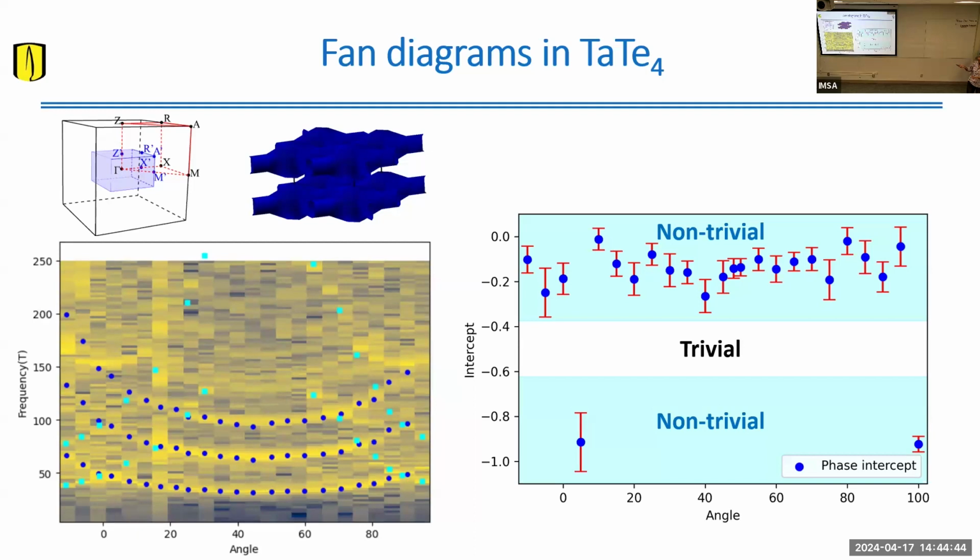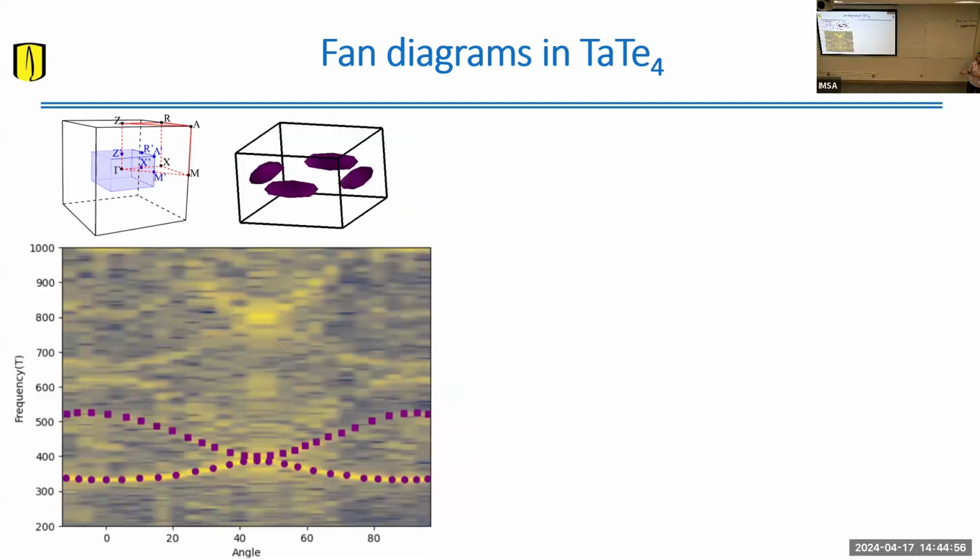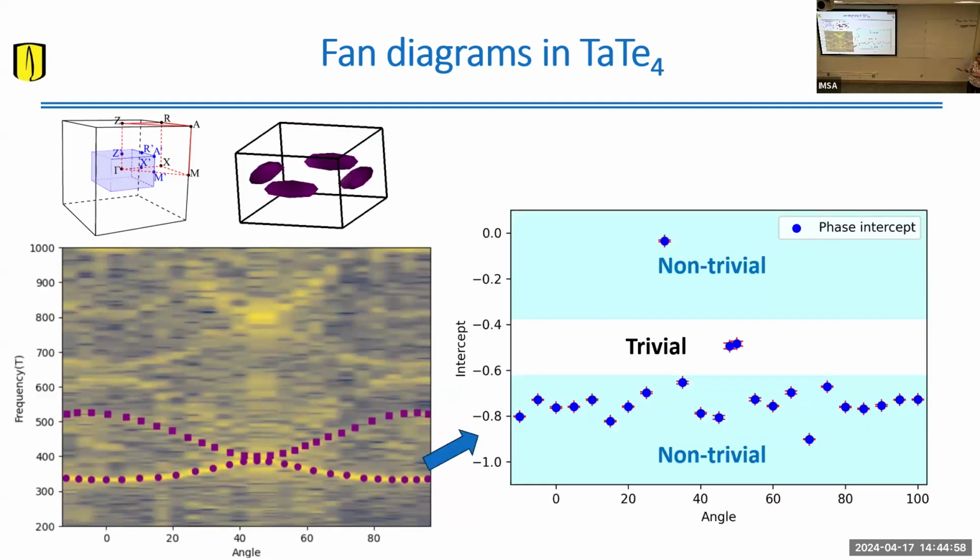So what we see for these pockets is that for most of the angles that we have, except some outliers, we have a non-trivial value for the Berry phase. And this is for the pocket in which we would expect the Dirac point to be enclosed, and for these other ones in which it would also be enclosed. So that's how we get information about these complicated intricacies of Fermi surfaces of materials.